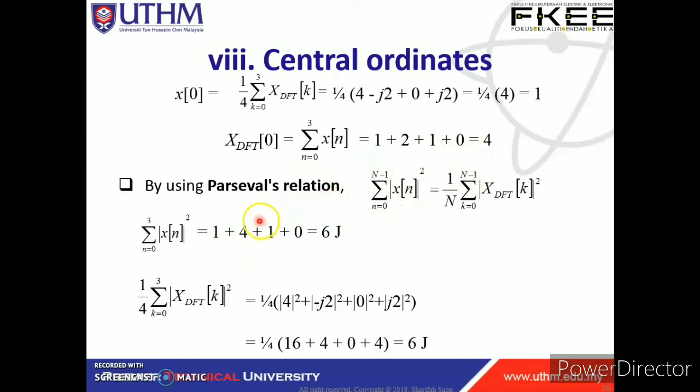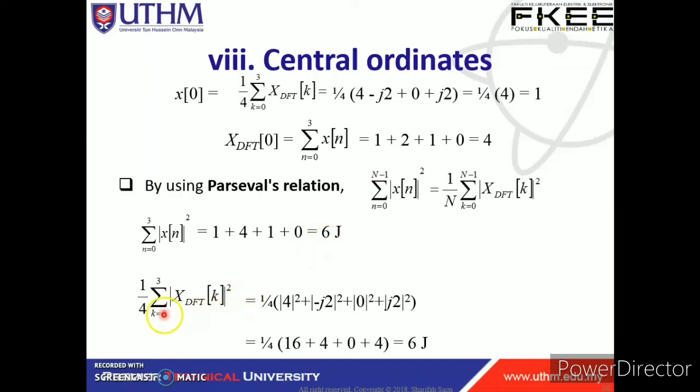1 to the power of 2, we get 1. 2 to the power of 2, we get 4. 1 to the power of 2, we get 1. 0 to the power of 2, we get 0. So the answer of the summation will be 6.